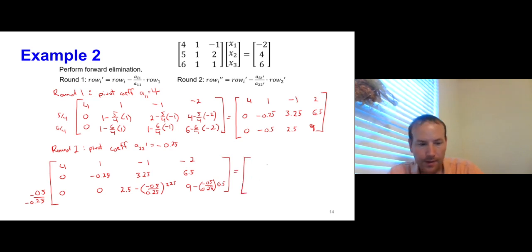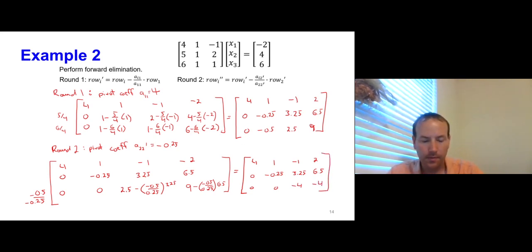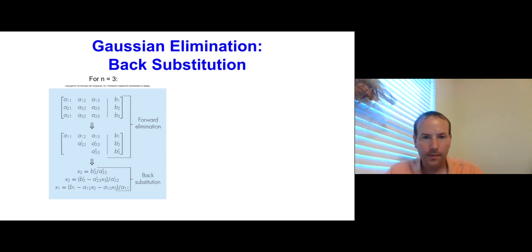Okay, and so when you multiply those through, these aren't changing. You multiply these through, you'll get 0, 0, of course, negative 4, and negative 4. Okay, so we've applied 2 rounds of forward elimination and successfully got a triangle of zeros down here in the corner. Okay, so that's forward elimination.